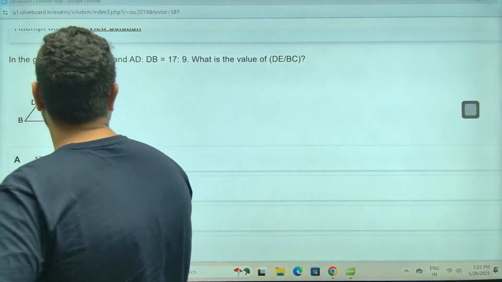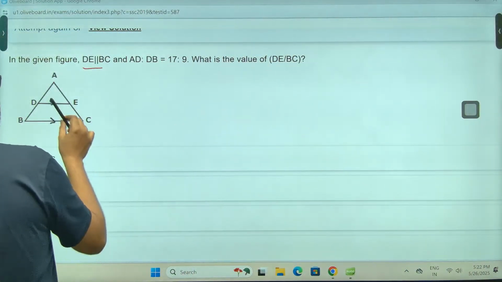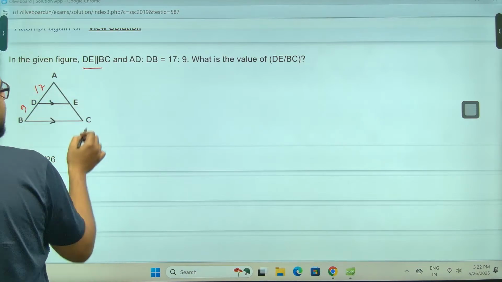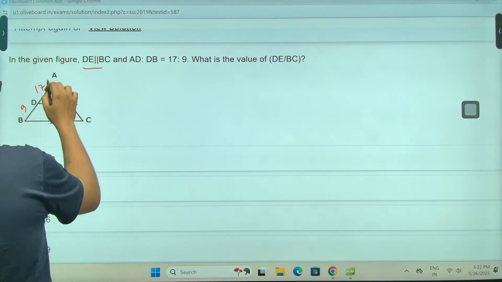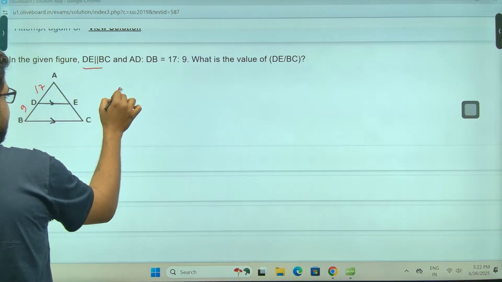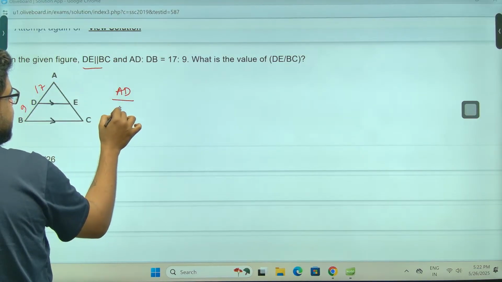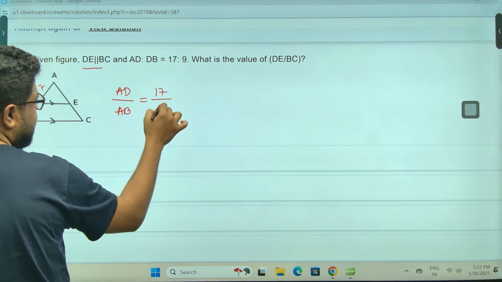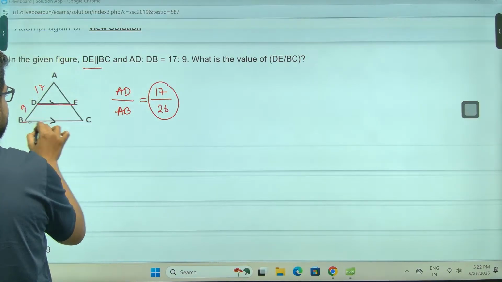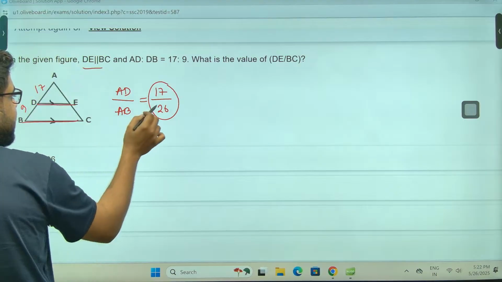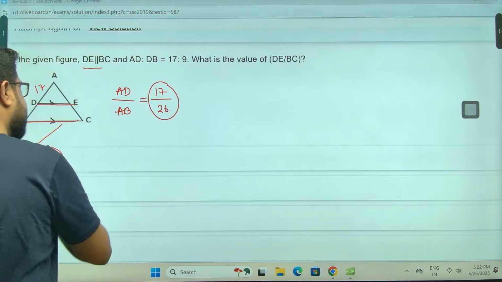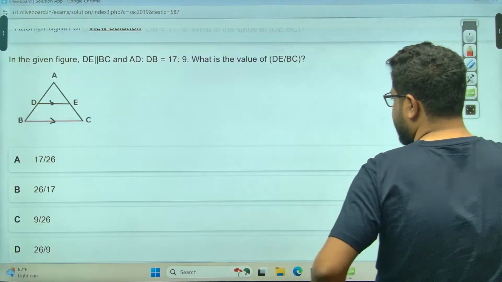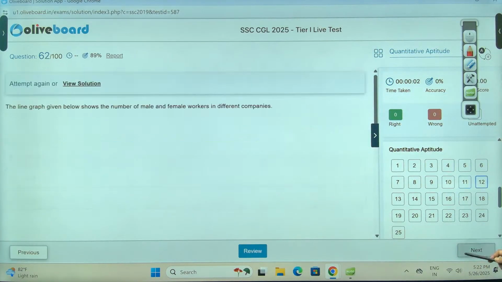Absolutely. Sir, DE parallel BC, AD by DB is 17 by 9. What is DE by BC, sir? 17 by 9 means, sir. So AD by AB will be how much, sir? So it will be 17 by 17 plus 9, that is 26. So the same thing will be DE by BC or AE by AC. So again, it will be 17 by 26. Option A is the correct answer. Reena, very, very good.